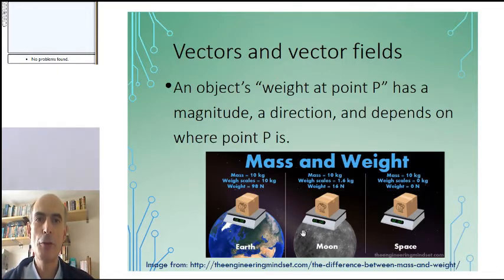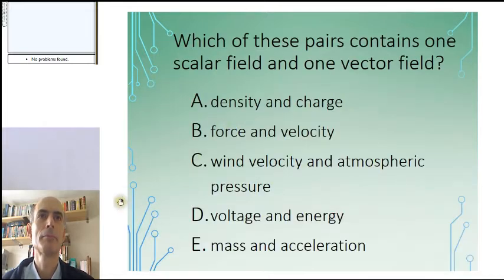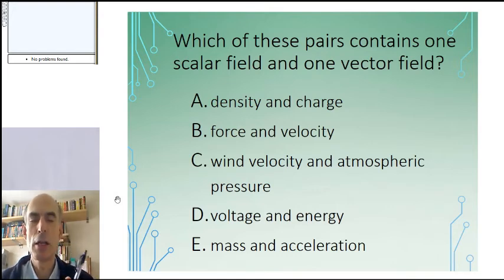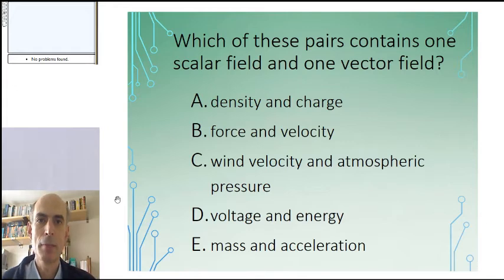Right. A few more examples, and a quick test. Which one of these pairs contains one scalar field and one vector field? Pause the video here if you need a little bit of extra time to think about this. Okay, I'll start going through them.